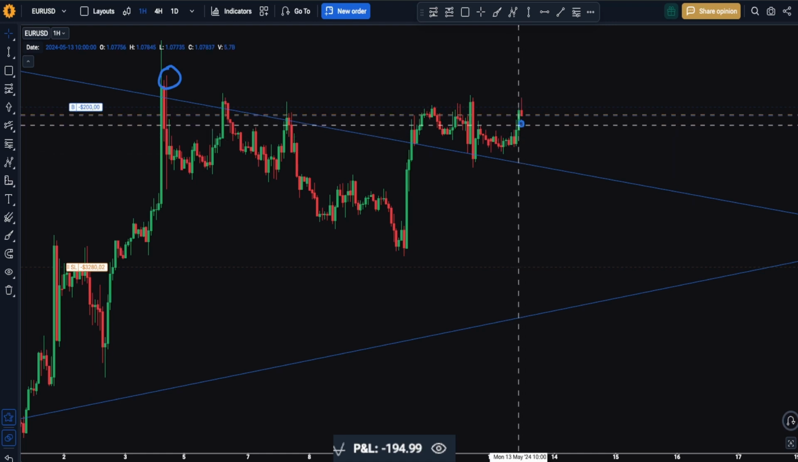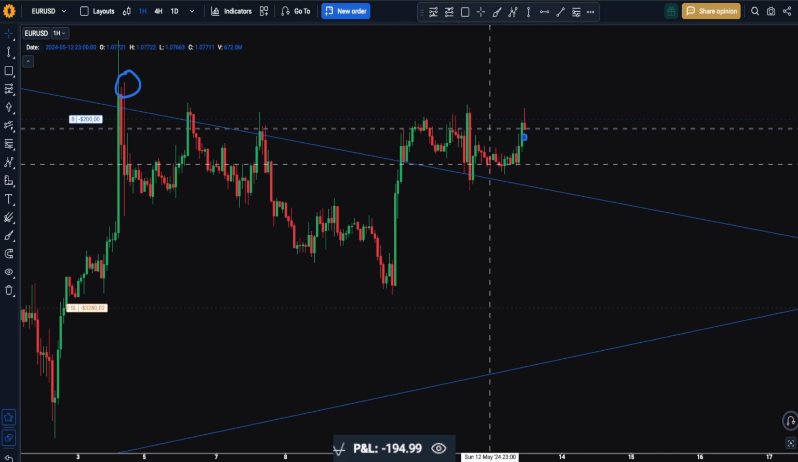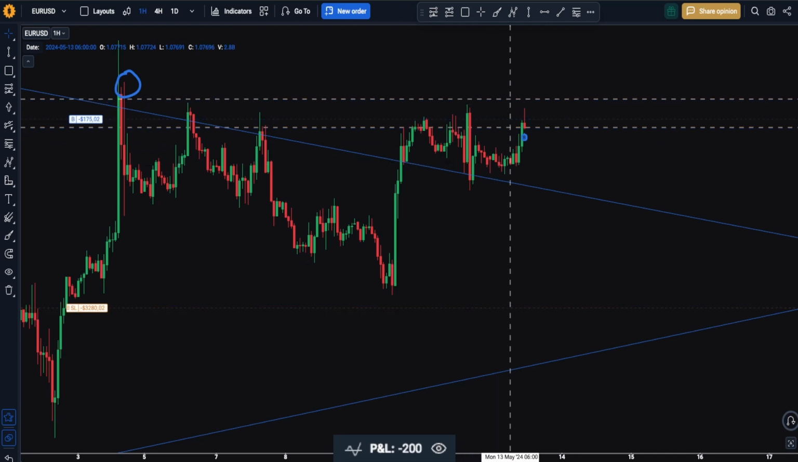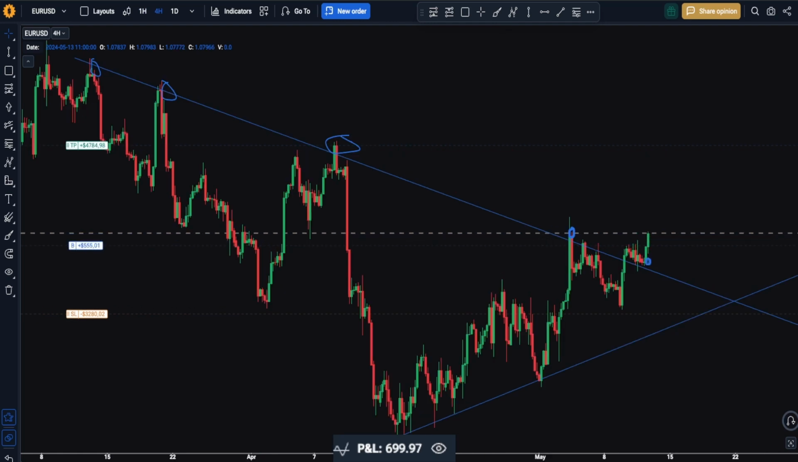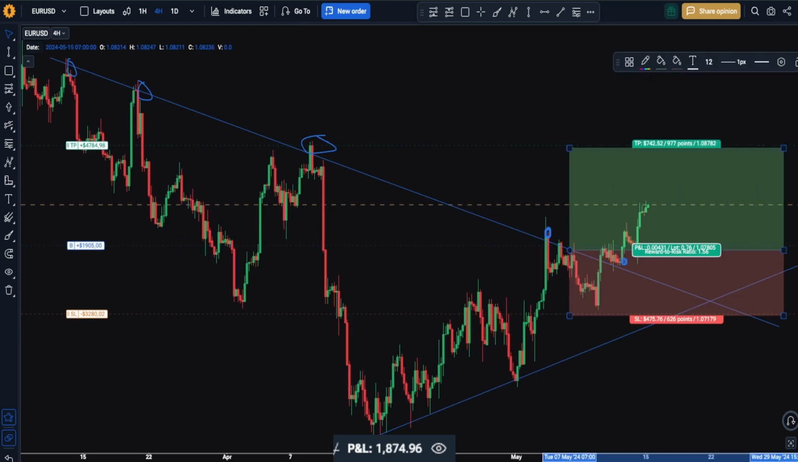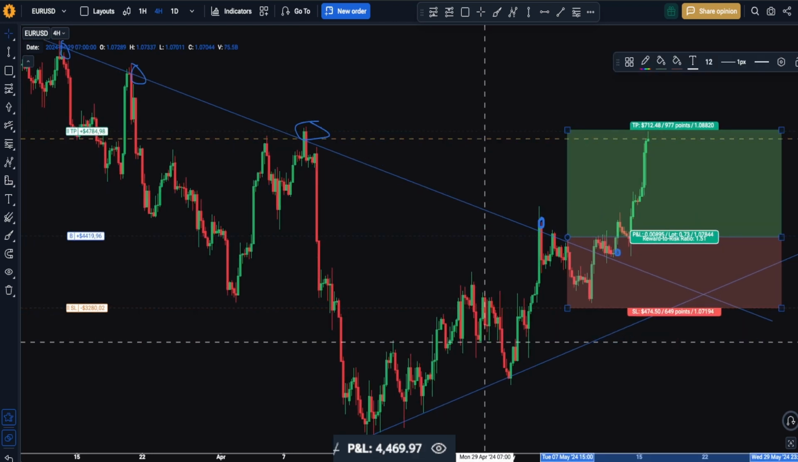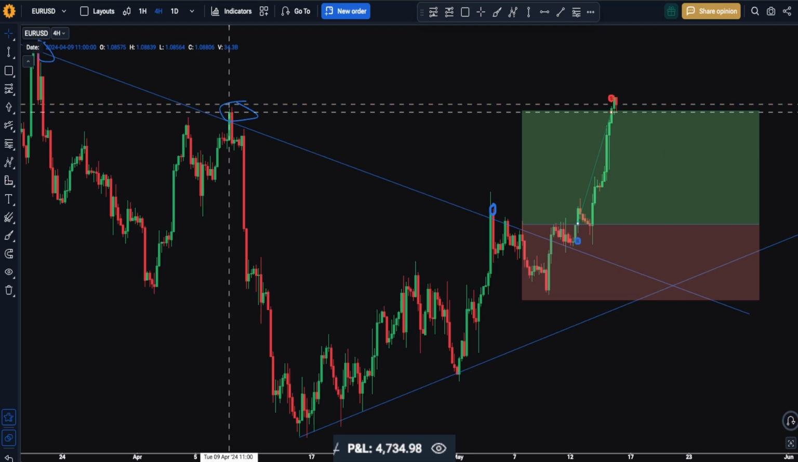So the breakout is validated, the retest confirmed level flip, and the bullish candle provides directional confirmation. So the trade is active. Let's see how this plays out. So the take profit is hit at this previous resistance zone.